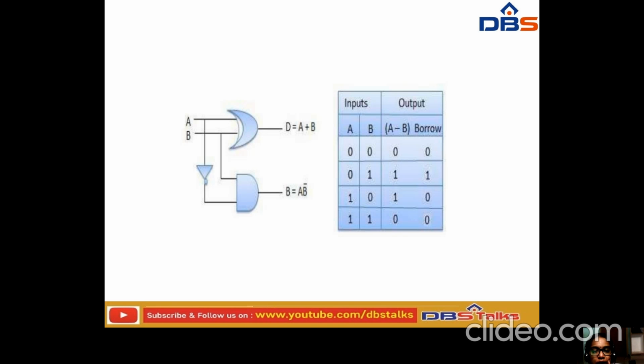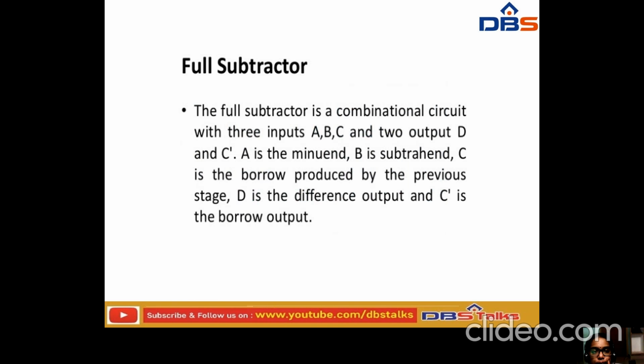We'll go for the next slide. So now we have discussed the half subtractor. In the half subtractor, the number of inputs is only two, and the possible number of combinations is 4. Now let us see about the full subtractor.